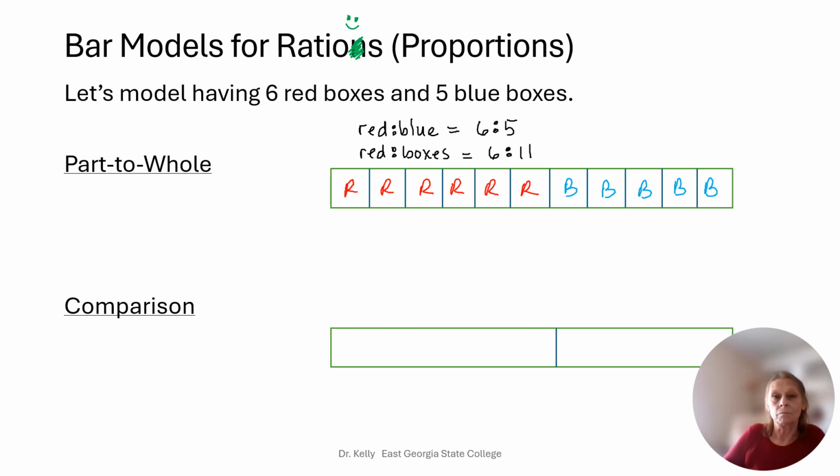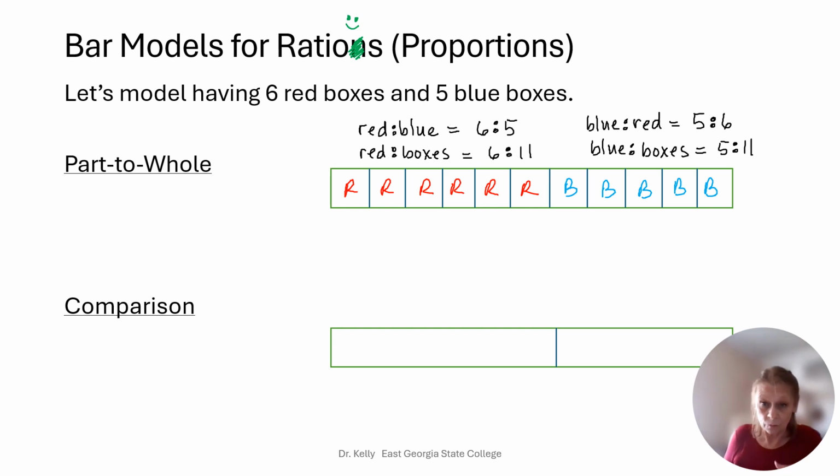How about the proportion of blue to red? The proportion of blue to red would be 5 is to 6. And then we might as well just round it out here. Blue to boxes. That would be 5 to 11. Okay, and of course all of these ratios could also be written in fraction form, so don't forget about that.